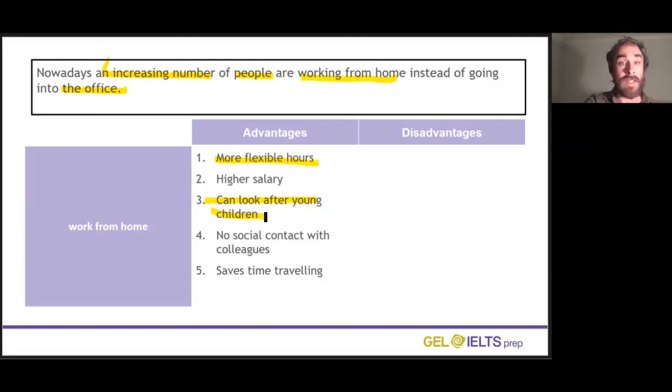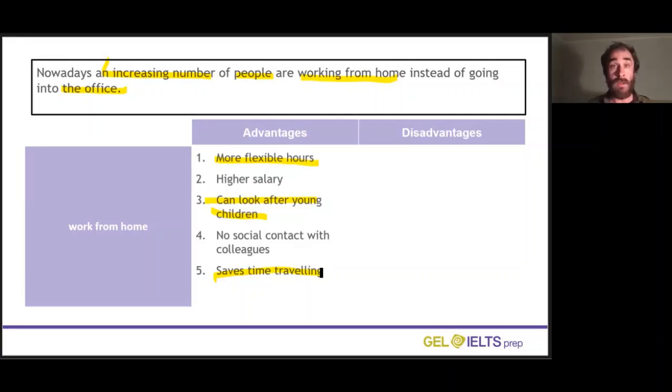Number 5, saves time traveling. So if you think about the consequences of working from home, you don't have to drive to work. You don't have to take the train, for example. So I've got my 3 arguments for the advantages now. I can use all of these, or maybe take 2 of them and put them in one paragraph. That's one of my body paragraphs.